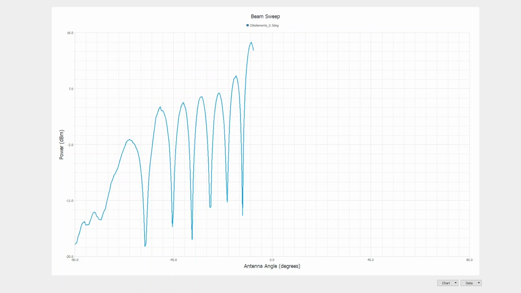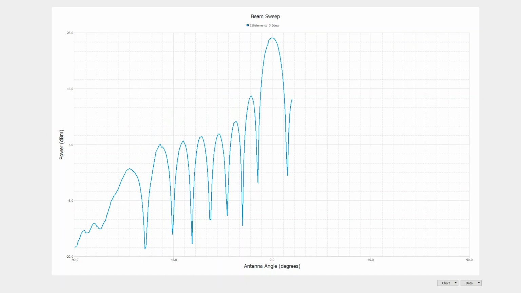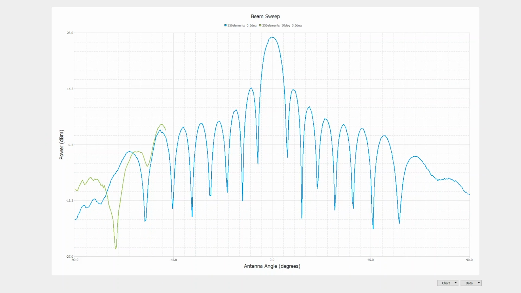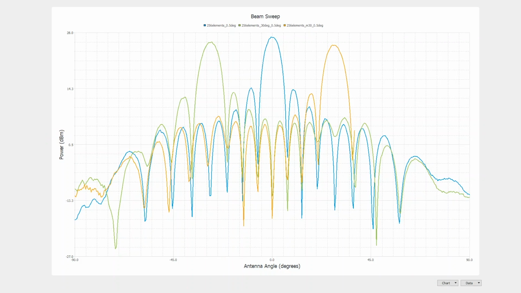As you can see in the first plot, in blue, the main lobe is formed at boresight, as configured from the application. Similarly, the green and orange curves show the antenna beamforming at minus 30 degrees and plus 30 degrees, respectively.